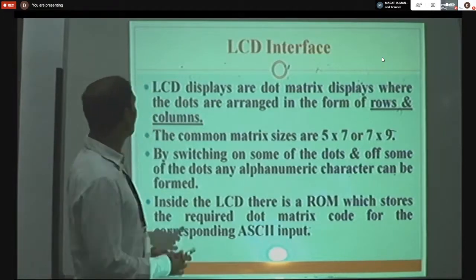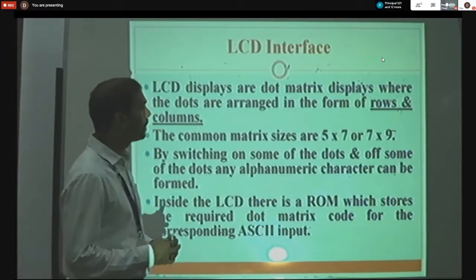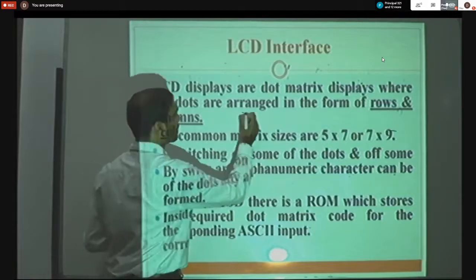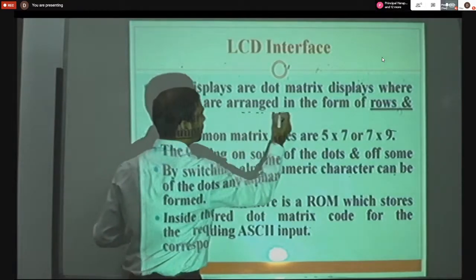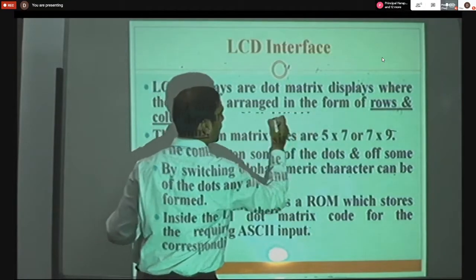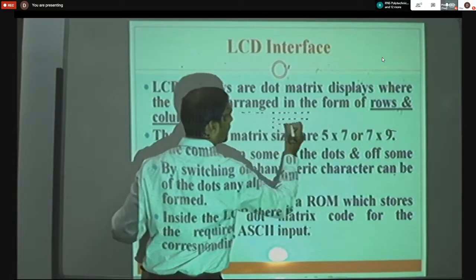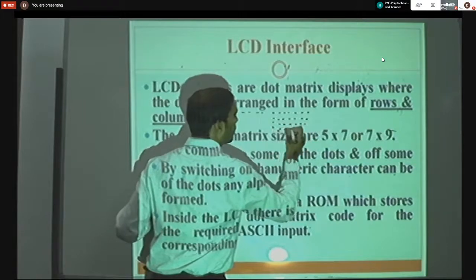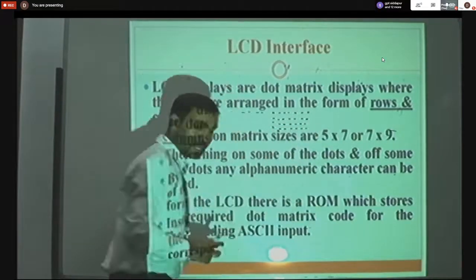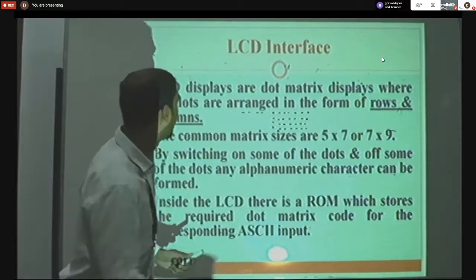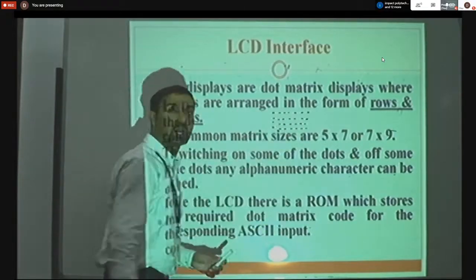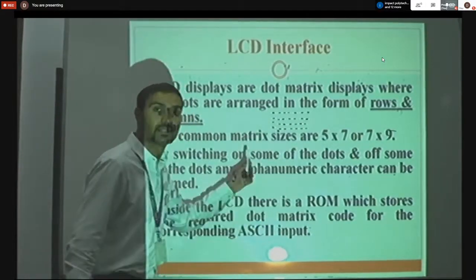So here, LCD displays are dot matrix displays where the dots are arranged in the form of rows and columns. Okay, like this. Rows and columns. Like this, the dots are arranged. Majority of the time, when you are displaying alphanumeric characters, we are going through these dot matrix displays, which are LCDs.